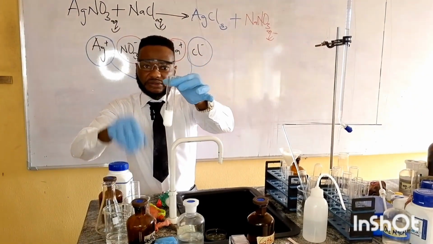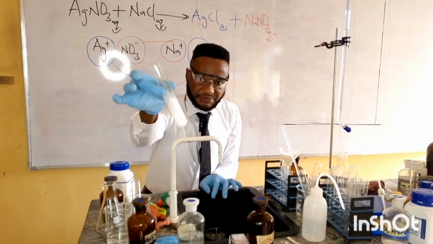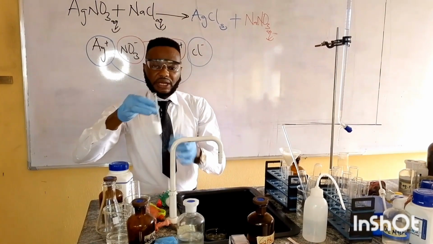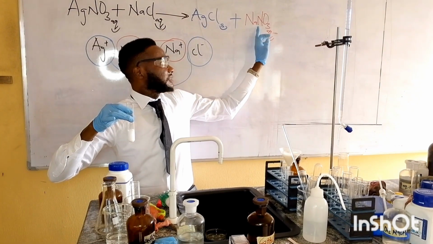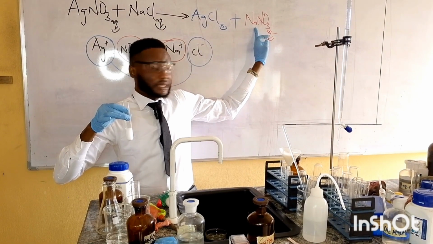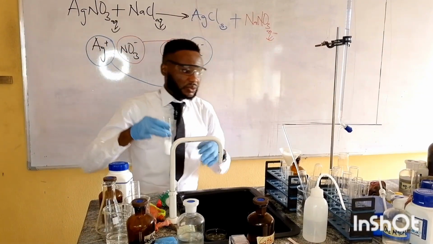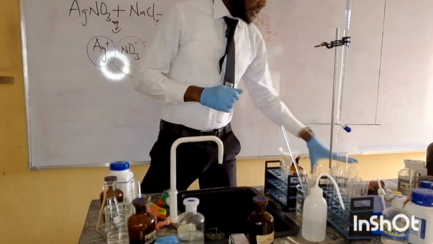You see it now. You see white precipitate. So now, how do we get our silver chloride and sodium nitrate, NaNO3? How do we get this one? So we have to get that through a filtration process.